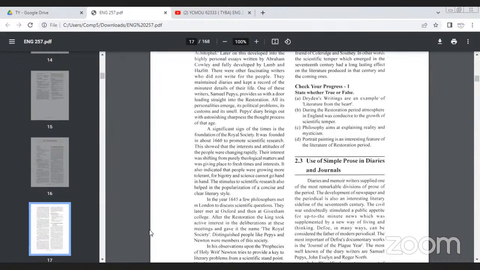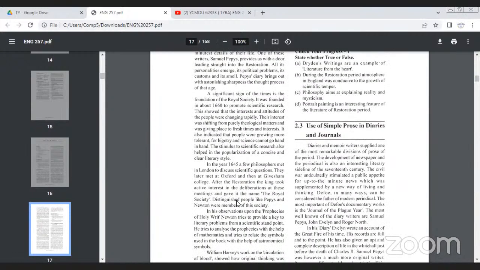The stimulus to scientific research also helped in the clarification of thought and the clear literary style.